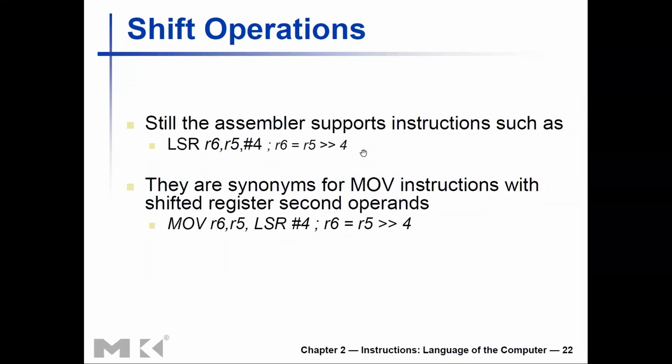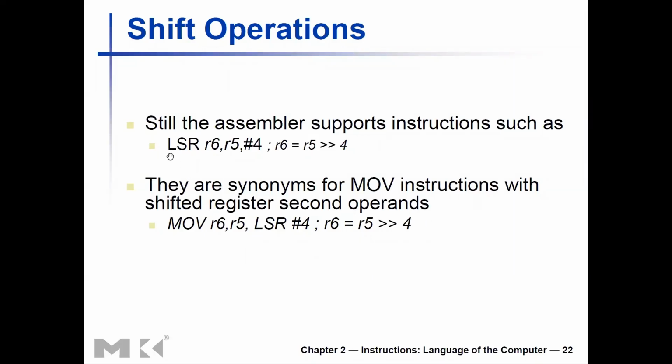So you can write in assembly an instruction like this, but the assembler is going to convert this into a data processing instruction that can perform this shift operation. Essentially, it's going to be converted into this move instruction that performs moving a register value after performing a bit shift. So they are synonyms for move instructions with shifted register second operands.